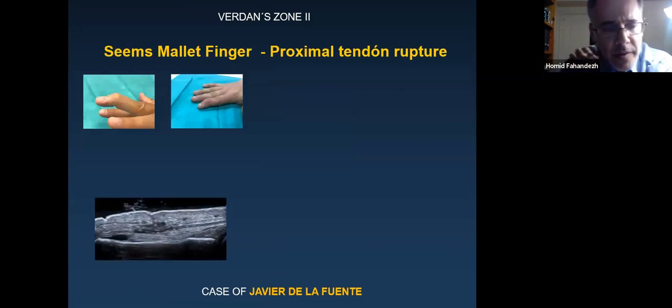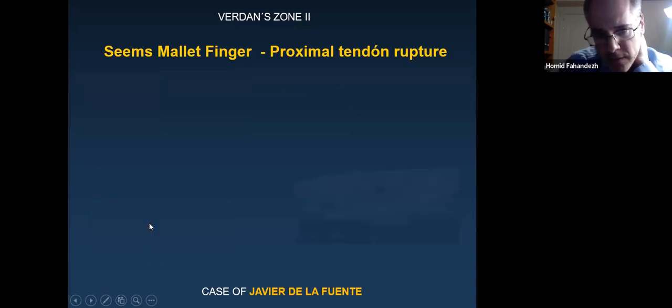Be careful with cases like this. This is a very nice case of a mallet finger. It seems a mallet finger, but be careful when you see 60 degrees flexion of the DIP joint. Sometimes there are more things than a distal detachment. And this is a case of Javier de la Fuente, where we can see how the tendon is attached distally and the rupture is proximal, in the dorsal aspect of the medial phalanx.